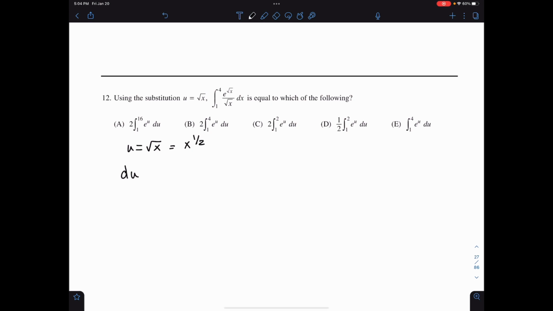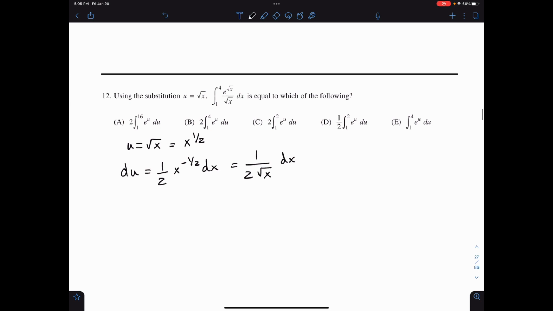So with u being equal to x to the 1/2, du is now the derivative of x to the 1/2, which is 1/2 times x to the negative 1/2 dx. So that's implicit differentiation. And I'm just going to simplify this by writing it as 1 over 2 times the square root of x dx. Okay. So now we can start plugging in our u into our integral to find what it should look like with the u substitution.